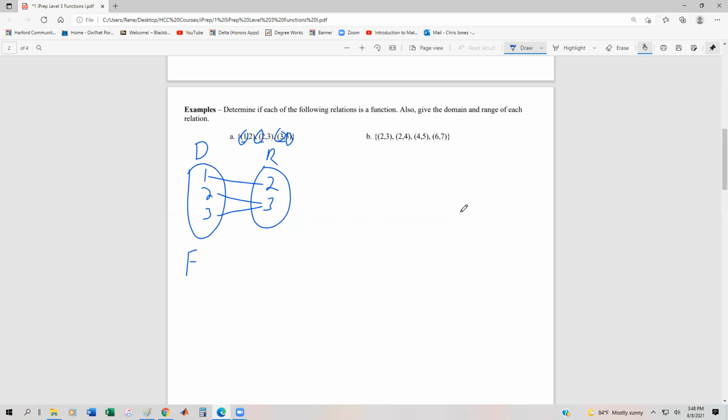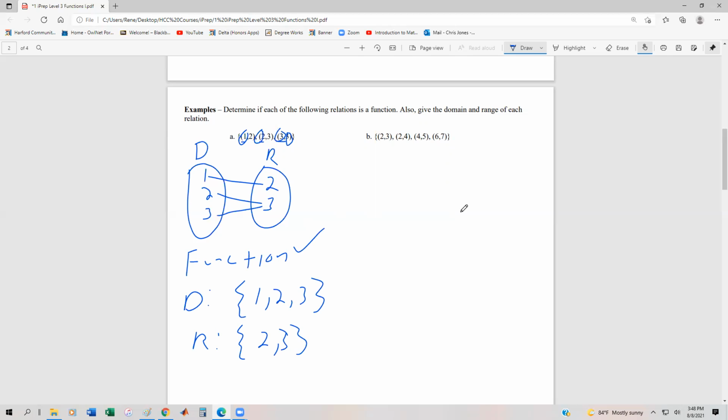Okay, so this is a function. The domain of this function is going to be the set 1, 2, 3, and the range of this function is going to be the values 2, 3.